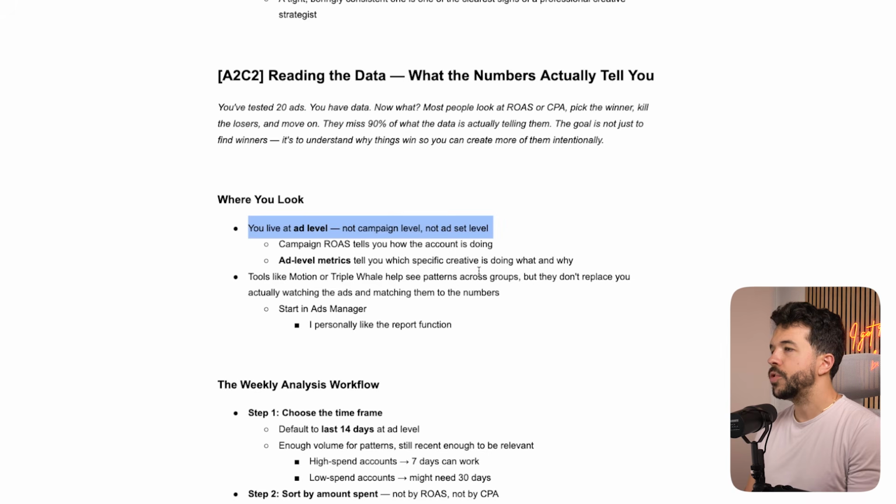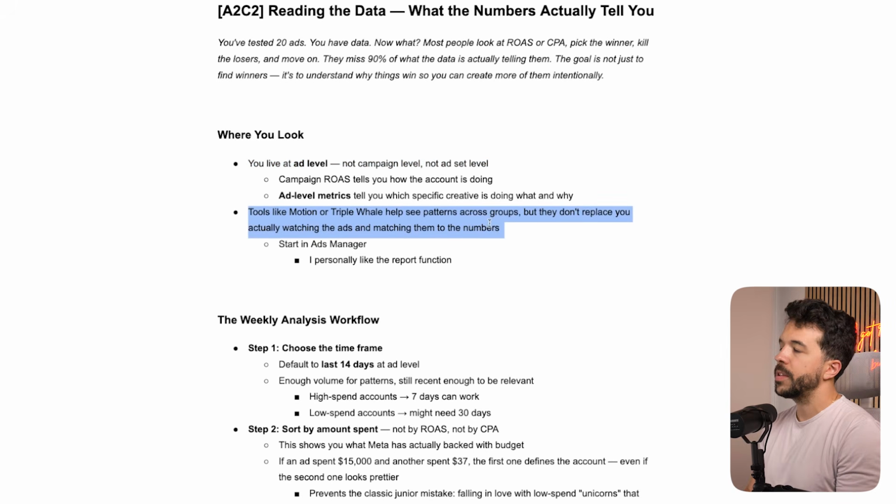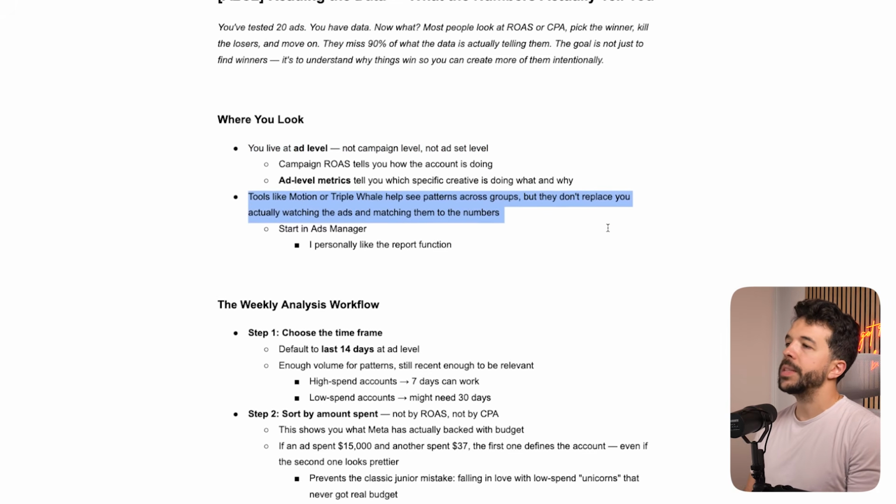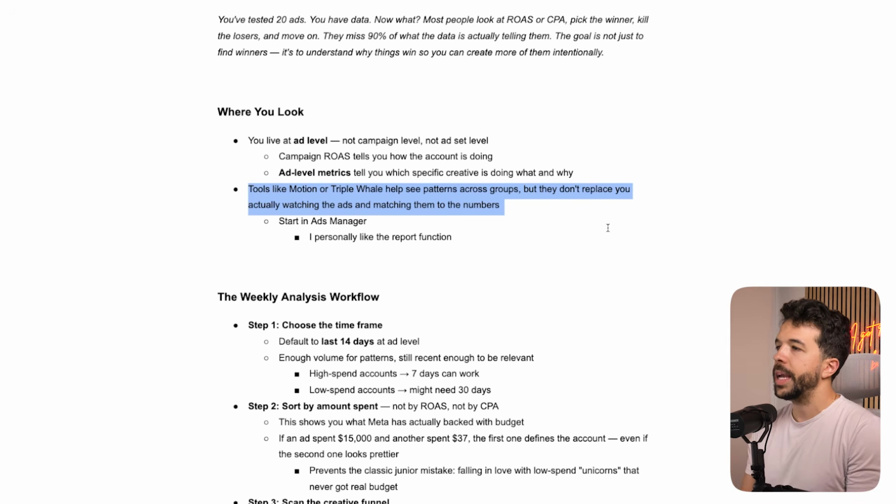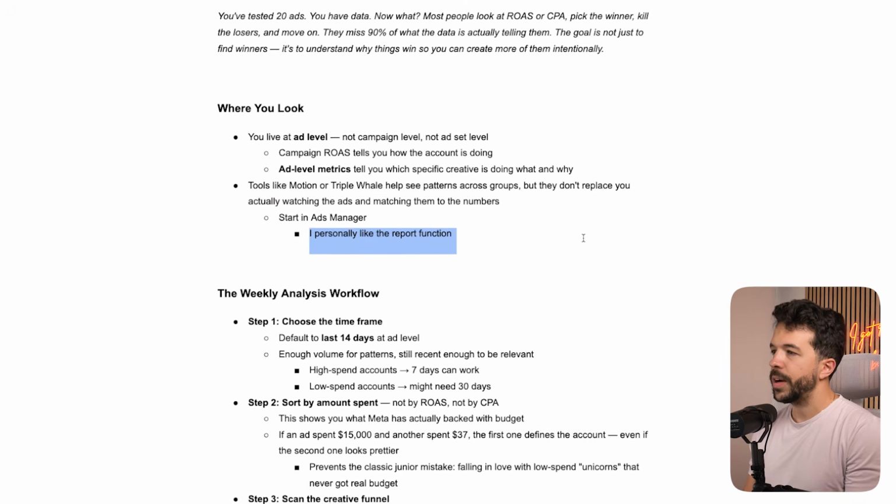Tools like Motion and Triple Whale help see patterns across groups, but they don't replace you actually watching the ads and matching them to the numbers. This is why I like starting from the Ads Manager. And again, I really like the report function.